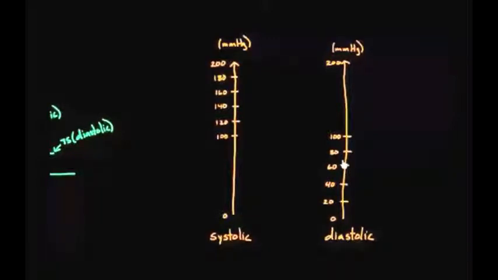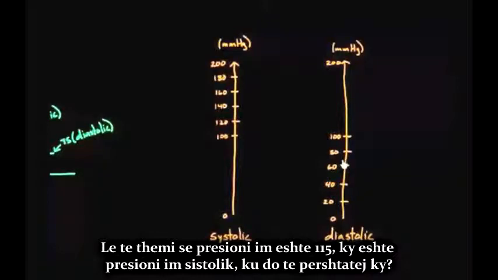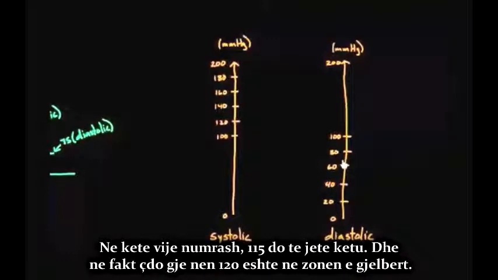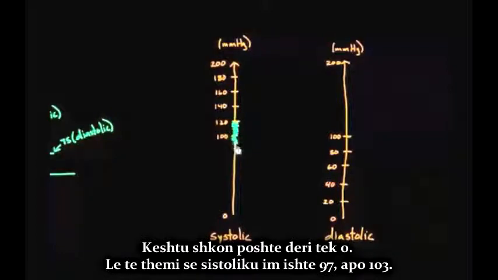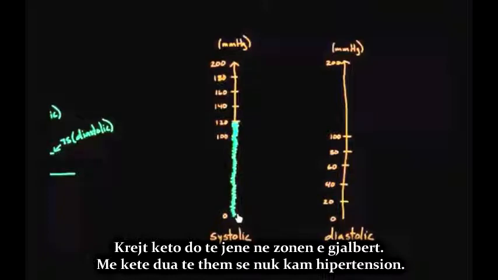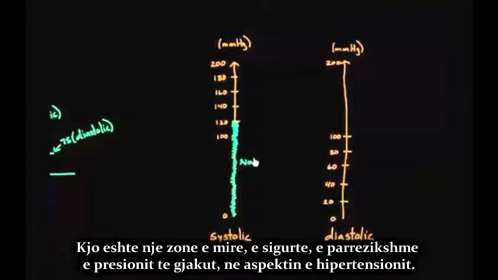So let's say that my pressure is 115. This is my systolic pressure now. Let's do that one first. Where does that fit? Well, on this number line, 115 would be about right here. And actually, anything below 120 is kind of in the green zone. And this goes all the way down to 0. So let's say my systolic was 97 or 103. That would all be in the green zone. And what I mean by that is I would say I do not have hypertension. I have no hypertension.